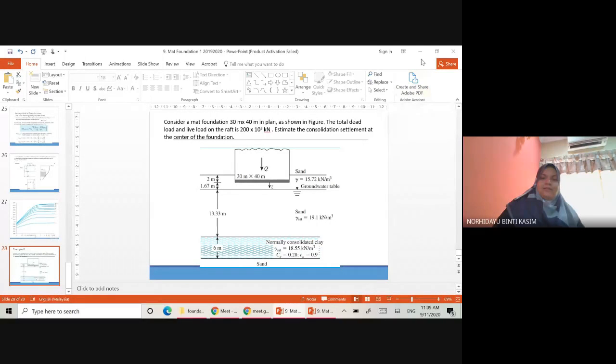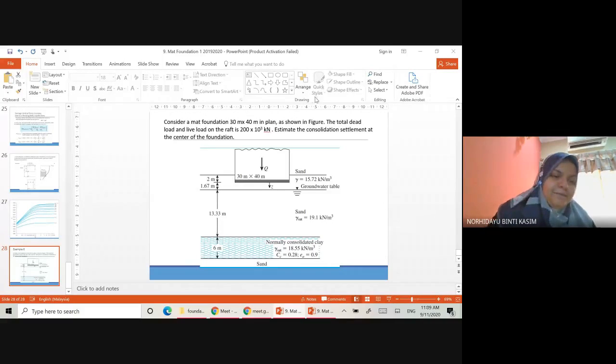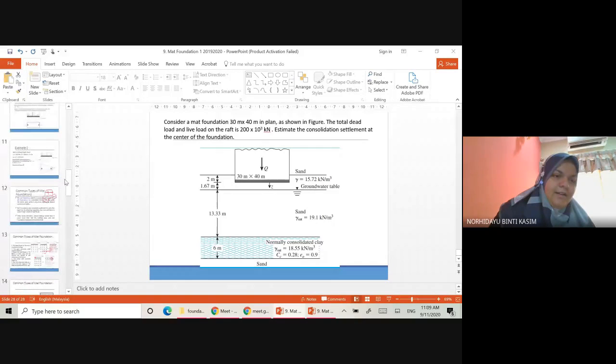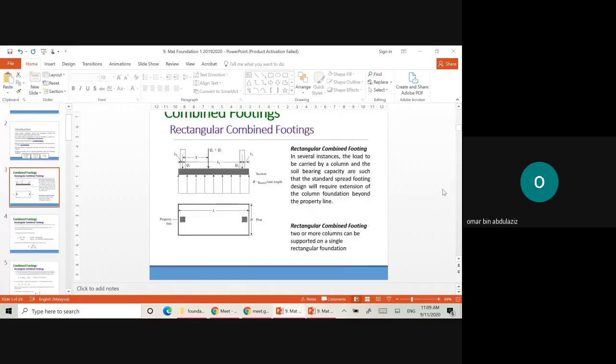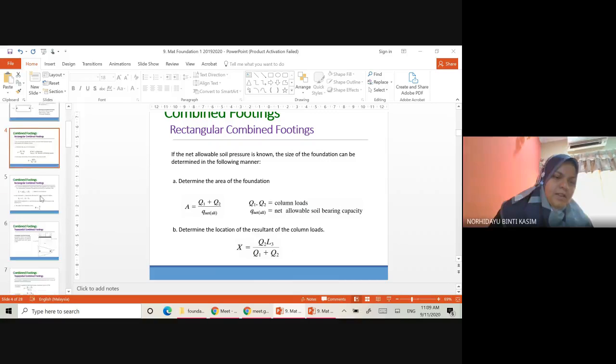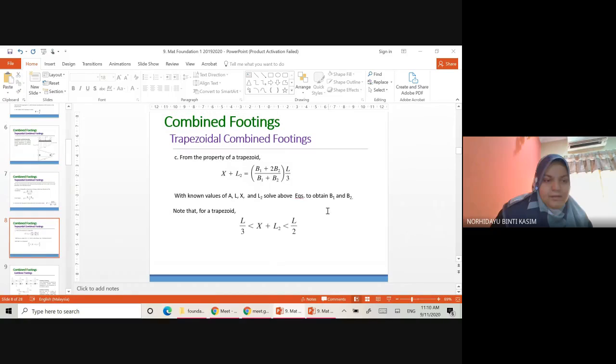Excuse me, madam. Just in slide number 8. This is about the rectangular combined footing. What is your question? Here in trapezoidal, there is a case where the net allowable soil pressure is not given, but in rectangular there is no equation for that. Do you understand? Okay, go to slide number 8. No, 7, sorry. This one.